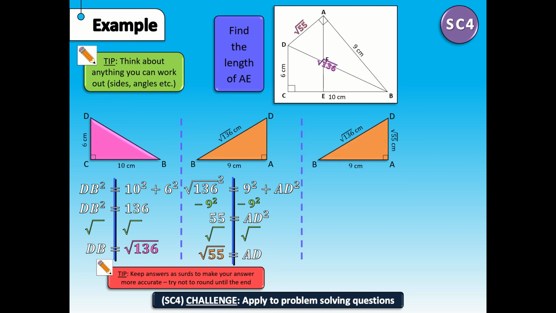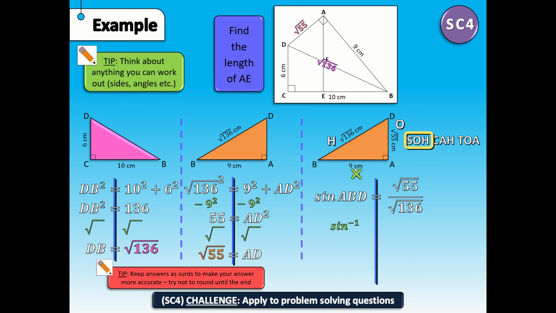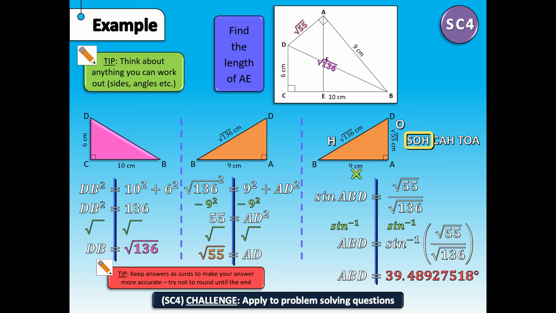Then, still looking at that triangle there, ADB, I need to work out the angle at B, so I can use trigonometry for that. So we use SOH. So the angle ABD is going to be 39.489 degrees.